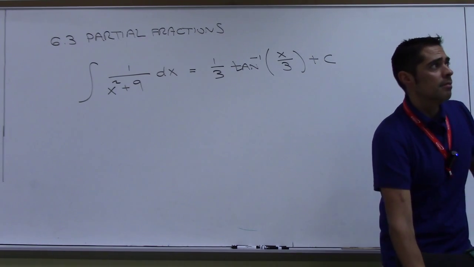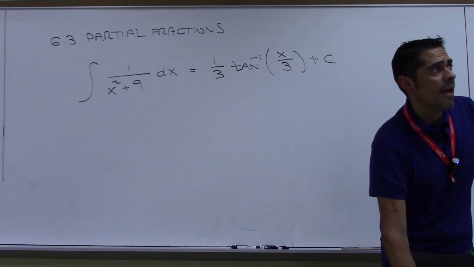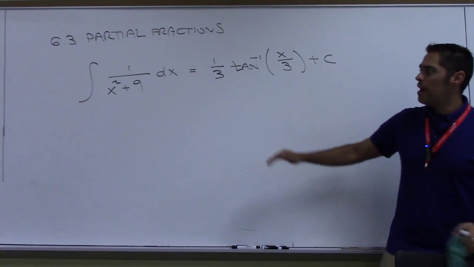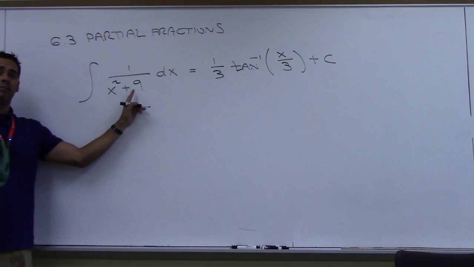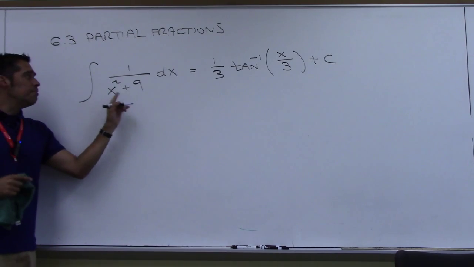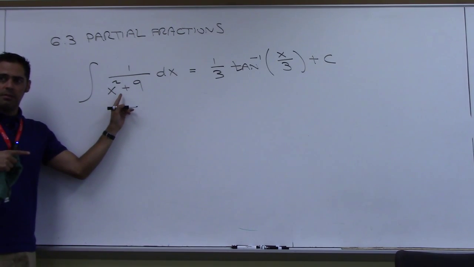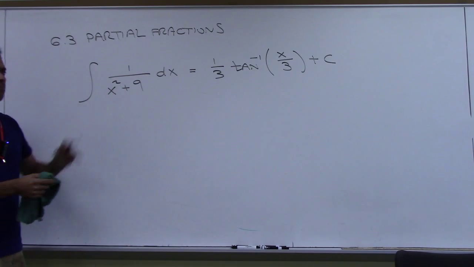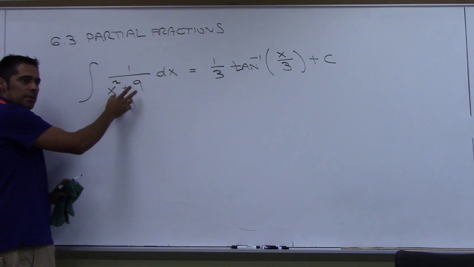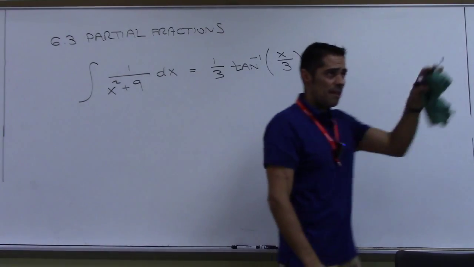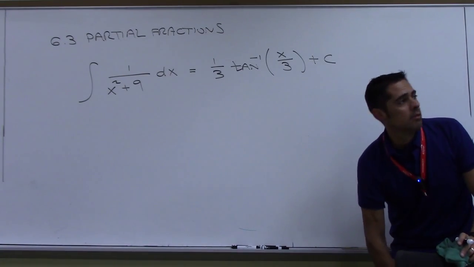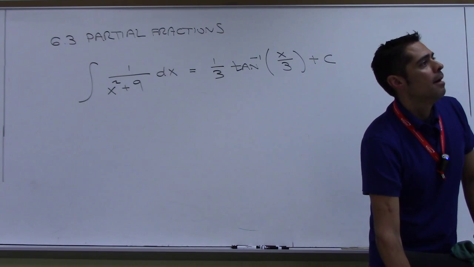So look at what it said. If we ever have a constant over a quadratic, where the quadratic is missing the x term, and it's being added together, we can do this. As long as there's no x term. What if there was an x term in there? That formula wouldn't work, would it? We'll deal with that, though. How about the next one?